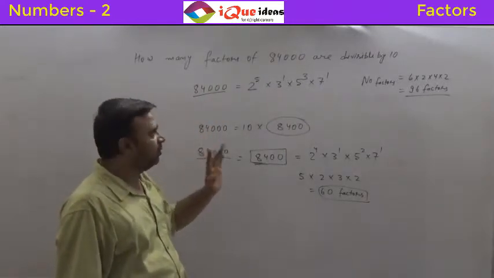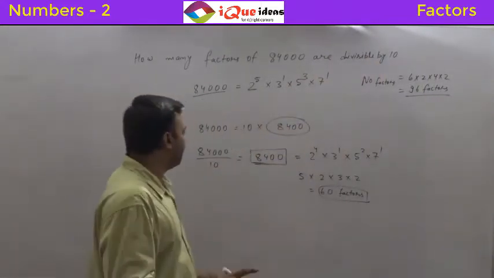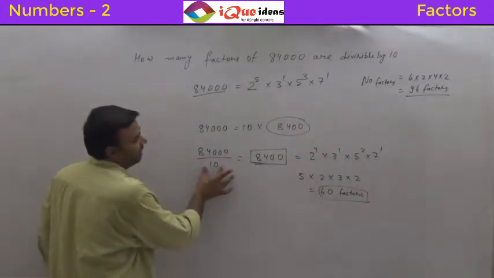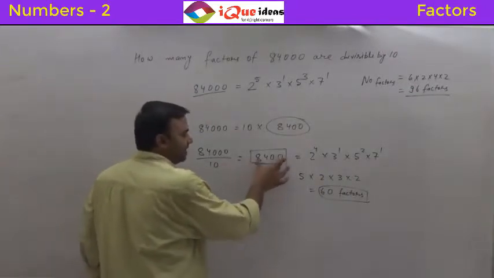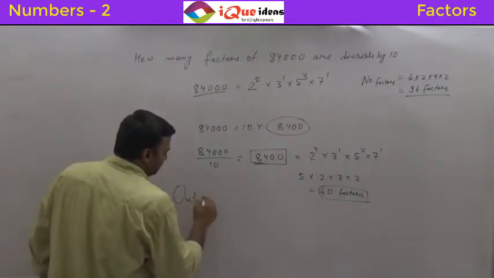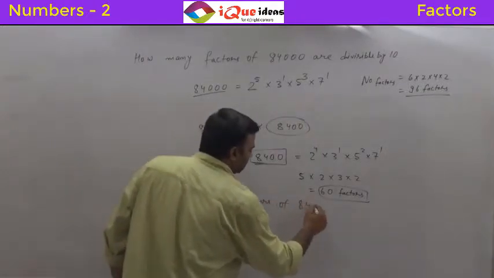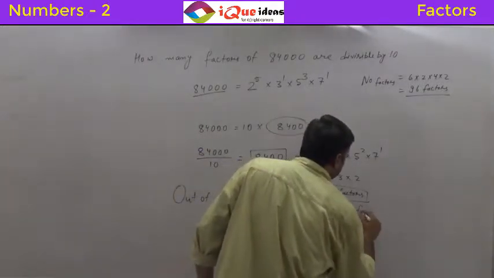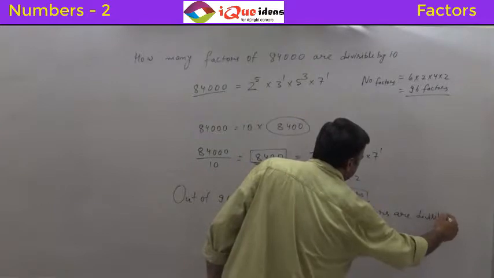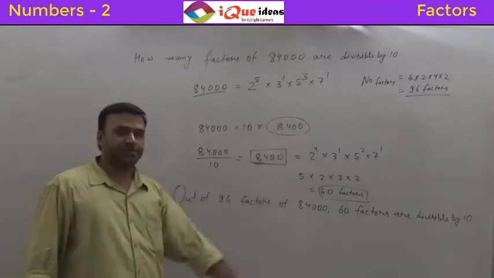Okay. So what we need to do, we just need to ensure that the factor is divisible by 10. So the method is: divide the given number by whatever number it is divisible by. You get a new number, find the number of factors of this. This will be the answer of that question. So we can say that out of 96 factors of 84,000, 60 factors are divisible by 10.